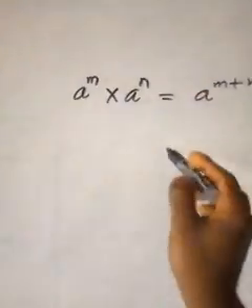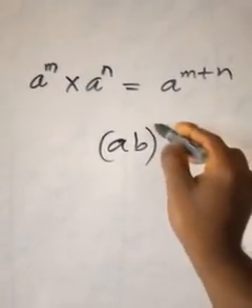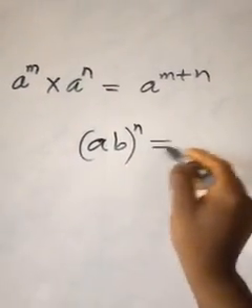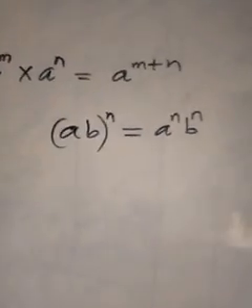Then also, if you have ab raised to the power n, it is the same as a raised to the power n, b raised to the power n. We are going to need it here. Now let's look at 6. 6 raised to the power m.